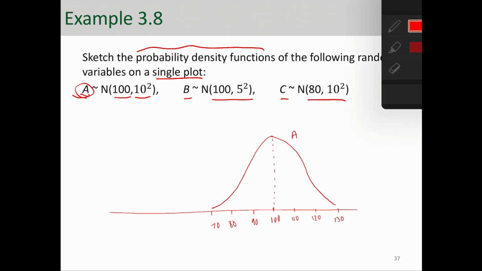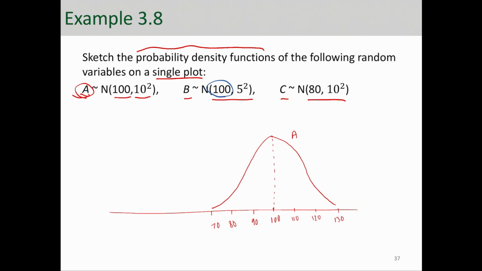Random variable B has the same average, but a different sigma. In this case, sigma is equal to 5. Well, comparing A to B, what is the difference here? Well, B has less variability compared to A. So it's going to be a narrower distribution around the same mu. In this case, the mu plus 3 sigma would be 115. Mu minus 3 sigma will be 85, right?